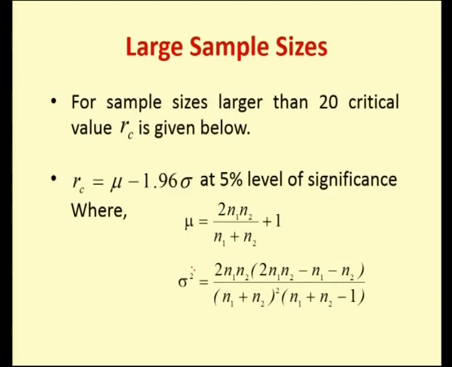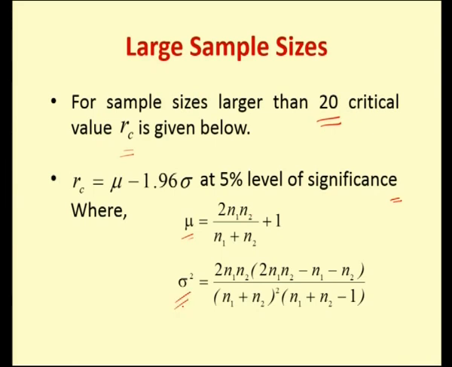Now the large sample case. In the sign test, the sample size is large if n is greater than 10. Here, we take the sample size to be large if it is greater than 20. The critical value RC is given by RC = mu minus 1.96 sigma at 5% level of significance. Now how to find mu? Mu can be found using the formula 2n1n2 divided by n1 plus n2, plus 1, where n1 is the size of the first sample and n2 is the size of the second sample.